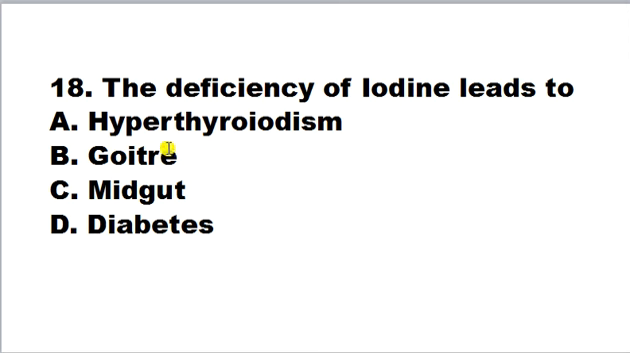The deficiency of iodine leads to hyperthyroidism, goiter, midgut, diabetes. So the deficiency of iodine leads to hypothyroidism. Hypothyroidism means there is a lack of iodine. So this leads to goiter. And hyperthyroidism is a different thing where there is an increase in iodine element. So deficiency of iodine leads to goiter.